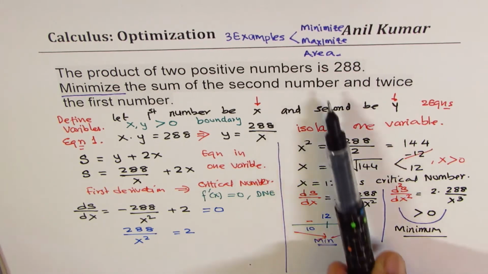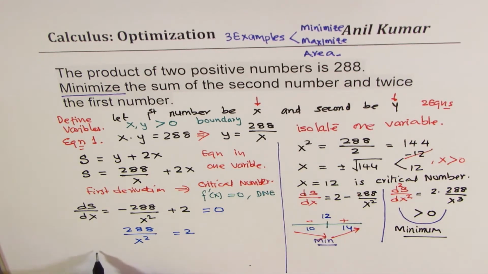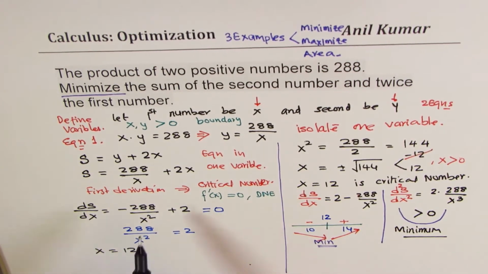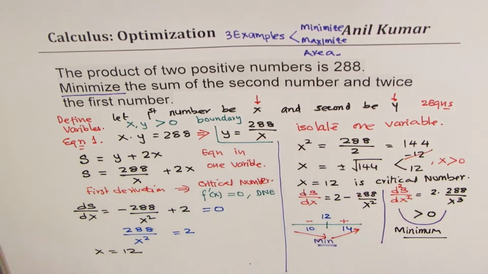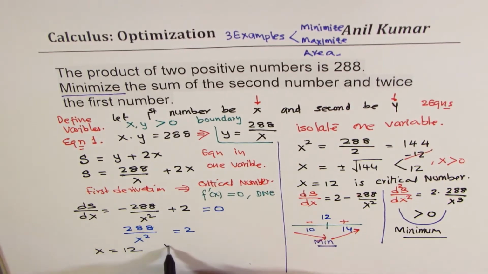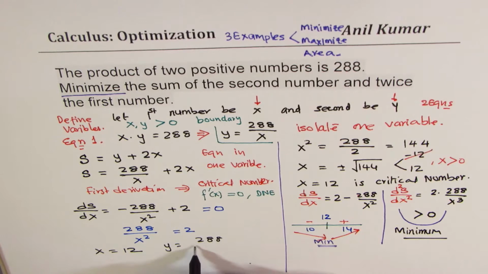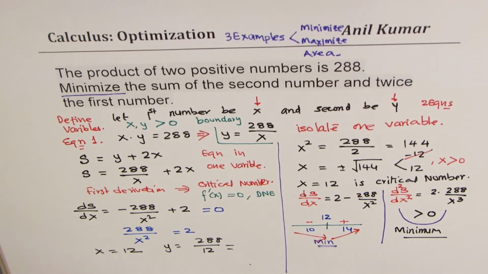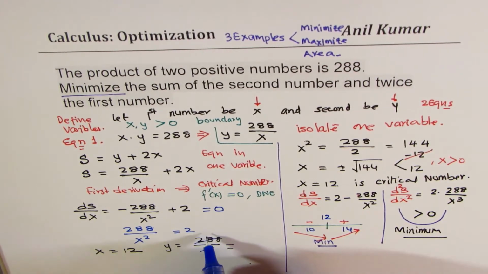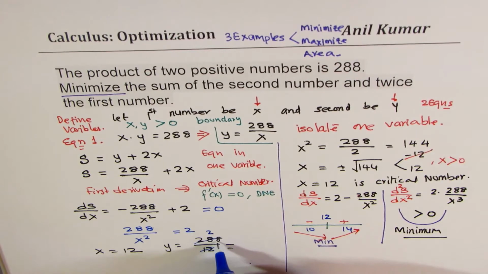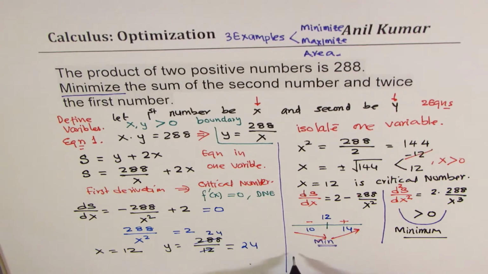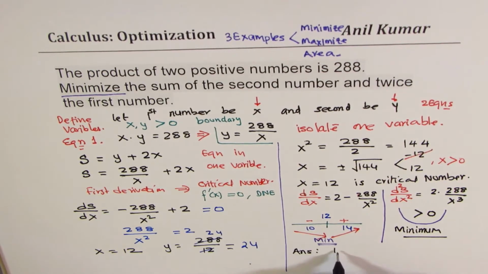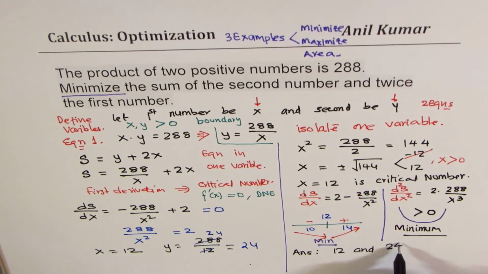Now, the question here is to find both the numbers. We know that x is equal to 12, and we also know the relation between x and y. The relation is right there. So we can write what y is. So y is equals to 288 over 12. And that is, you can just divide by 288 and get it. So it is 12 times 2 is 24 and 48 is 4. So the other number is 24, correct? And so we can write down our answer as the two numbers are 12 and 24, correct?